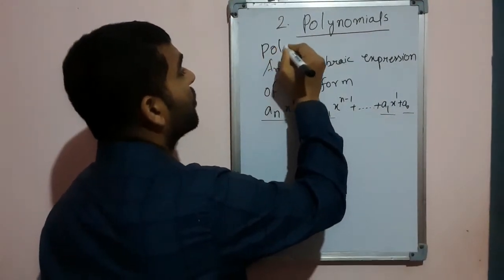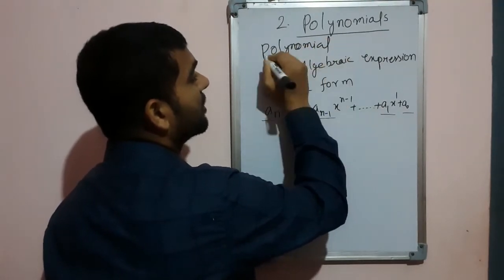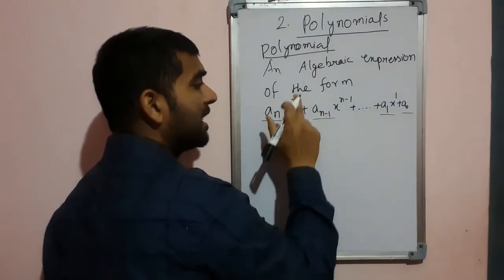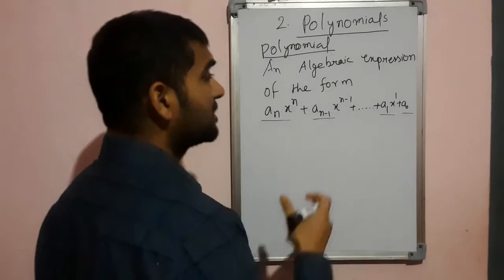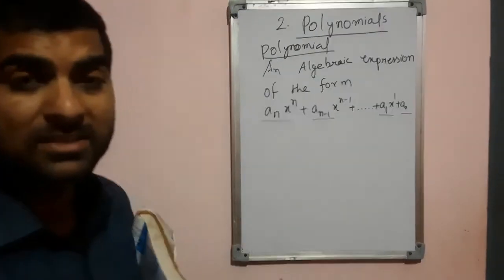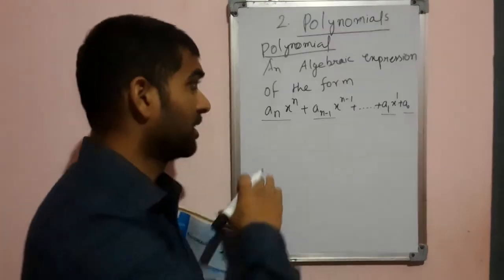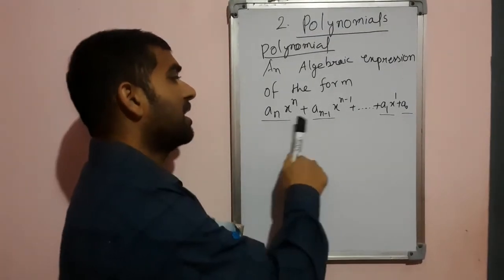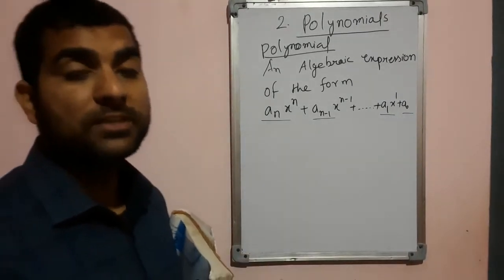We have a polynomial. This is an algebraic expression of the form a_n x^n, a_(n-1) x^(n-1), plus there are so many terms, a_1 x^1, a_0, all these are terms of the algebraic expression, where a_(n-1), a_1, a_0, all these are coefficients.